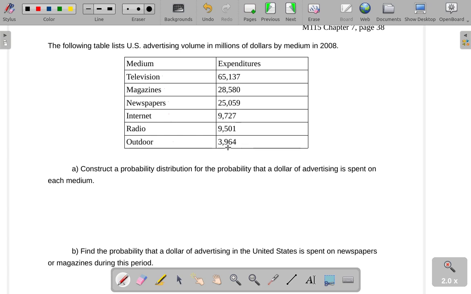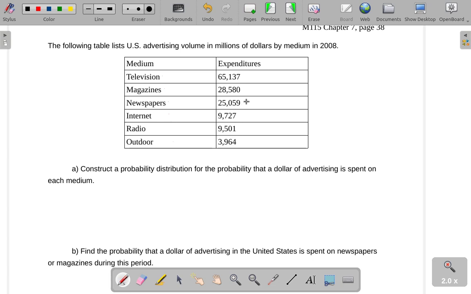All right. So if we're trying to construct a probability distribution, then what we're doing here is saying: if we pick $1 at random that was spent on some sort of advertising, what's the probability it was spent on television, or what's the probability it was spent on magazines? And this is a good example of empirical probability. So essentially we're going to look at all of these as our sample space, and each of these millions of dollars is equally likely.